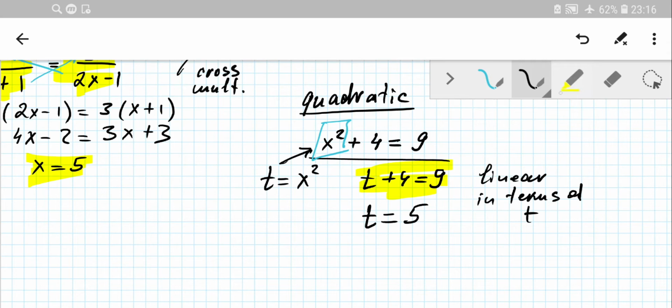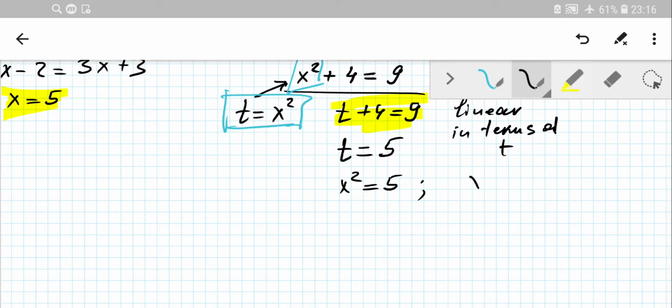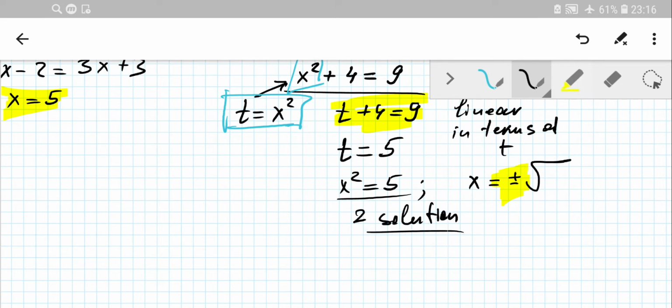Okay, so next you come back to what you marked as t, what it stands for, it stands for x squared, so you simply say, okay, x squared is 5. And now you just remember that you need to take plus minus, so that's the key idea. So two solutions for quadratics, you need to have two solutions. This is at most, but there might be the case when you have only one.